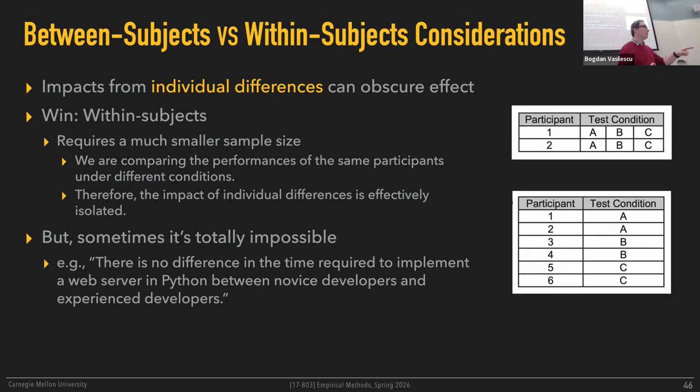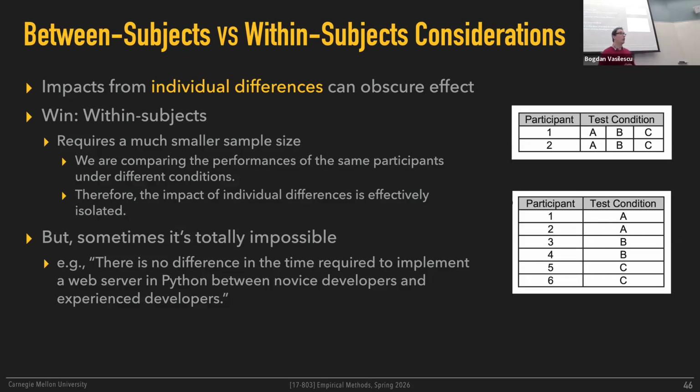We talked about these individual differences that could obscure the effect maybe if they're overrepresented in one of the groups in this between subjects design. So the winner there is the within subjects design, right? You're able to isolate by design these individual level differences that could explain the differences in outcomes. It's also better because it allows you a smaller sample size. You can do with fewer participants, because you're comparing the performance of the same participants in different conditions.